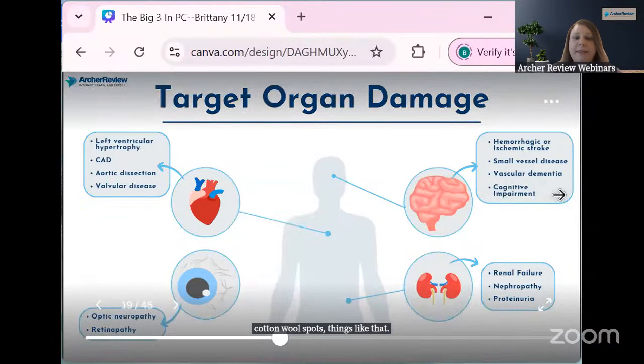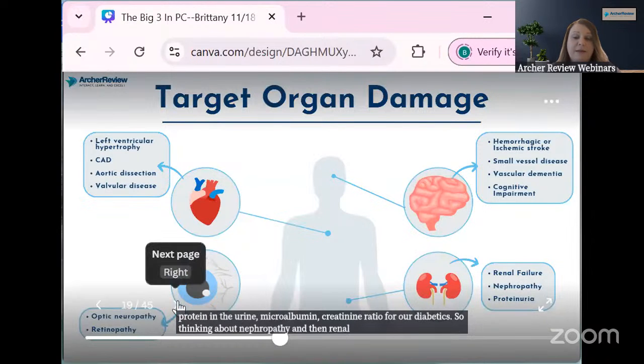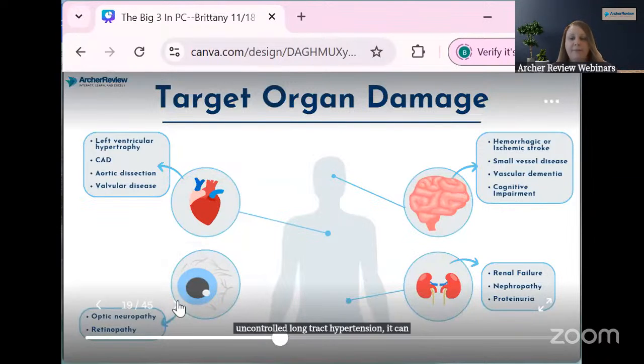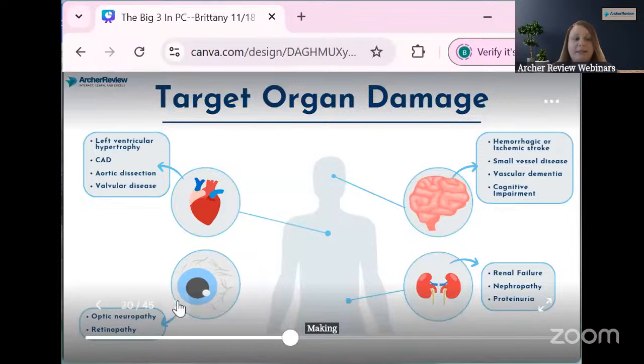Of course, in the brain, they can have vascular dementia or strokes if their blood pressure is uncontrolled. And then, of course, thinking about protein in the urine, the microalbumin creatinine ratio for our diabetics. So thinking about nephropathy, and then renal failure, of course. If it gets to be really uncontrolled, long-tracked hypertension, it can lead to renal failure. So again, it's very important to be checking in on our patients, making sure we're not missing anything.